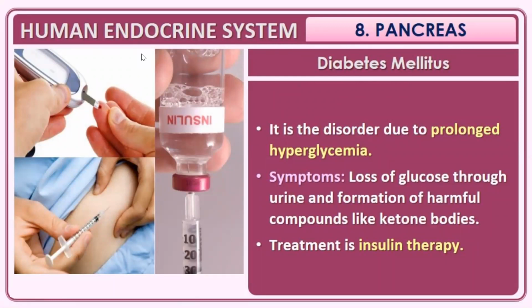The disorder due to prolonged hyperglycemia is diabetes mellitus. Symptoms of the disease are loss of glucose through urine and formation of harmful compounds like ketone bodies in the body. The treatment for such disease is insulin therapy.